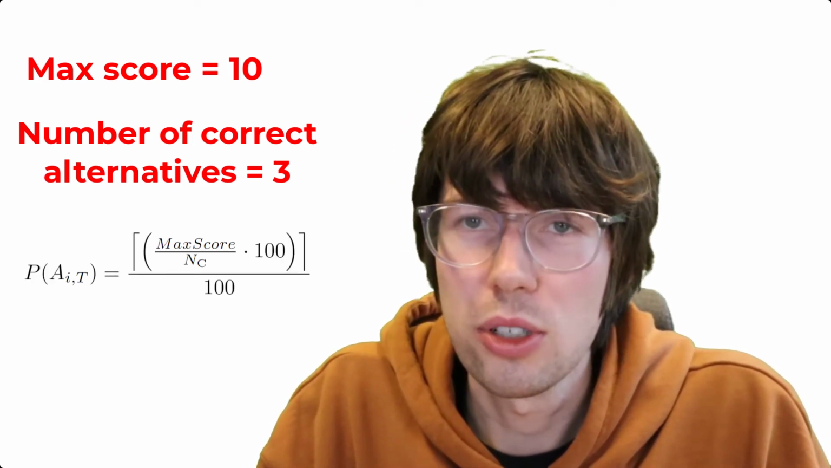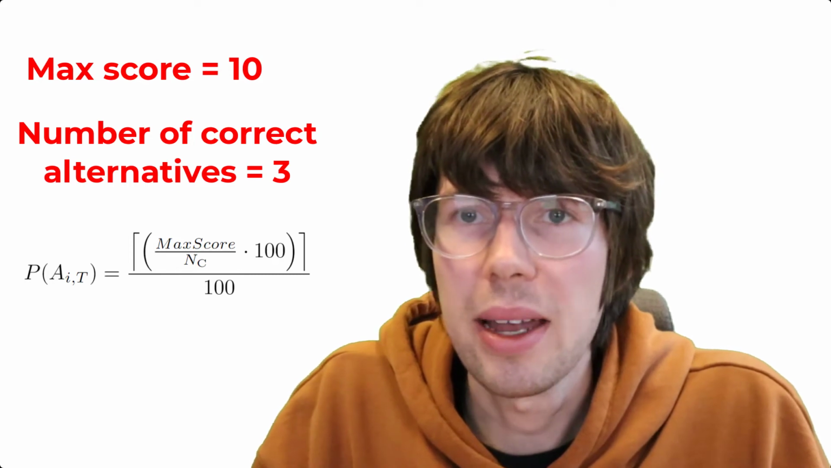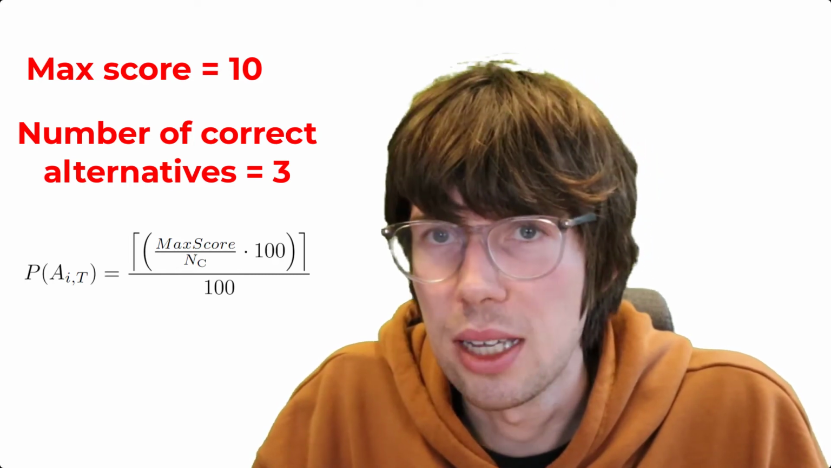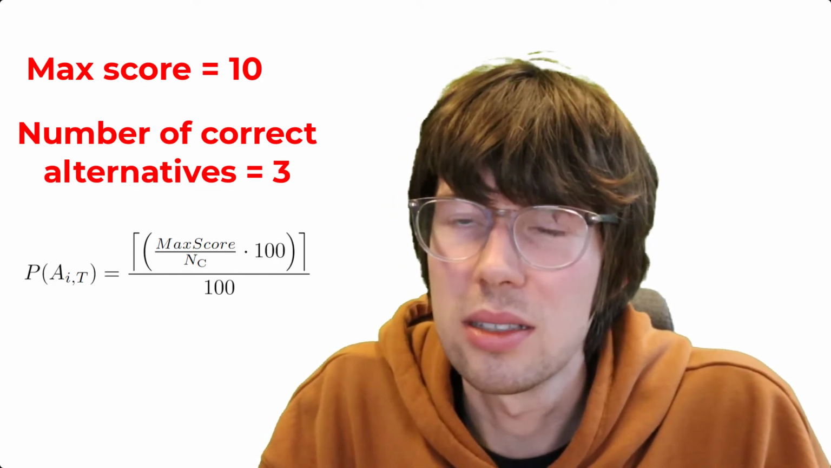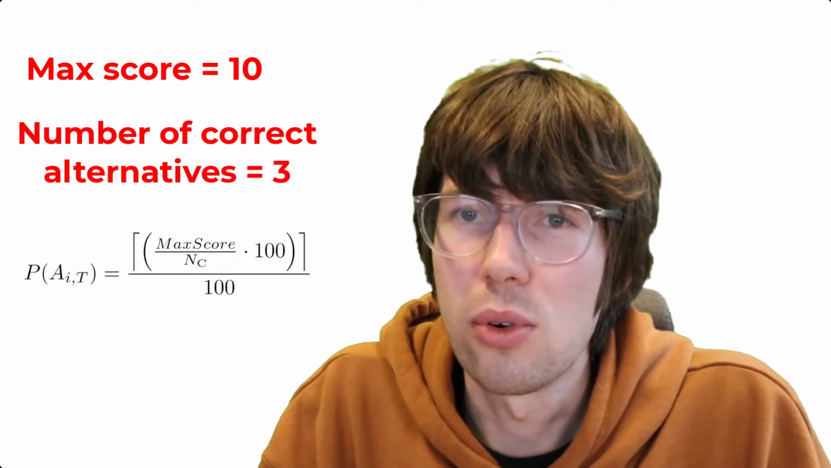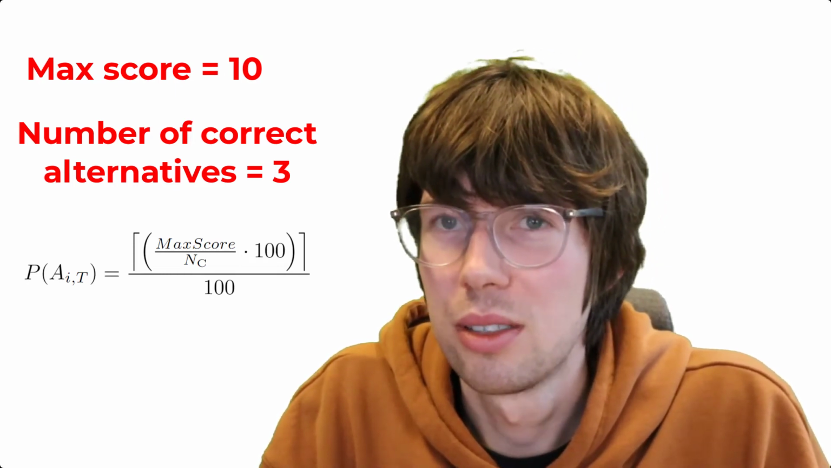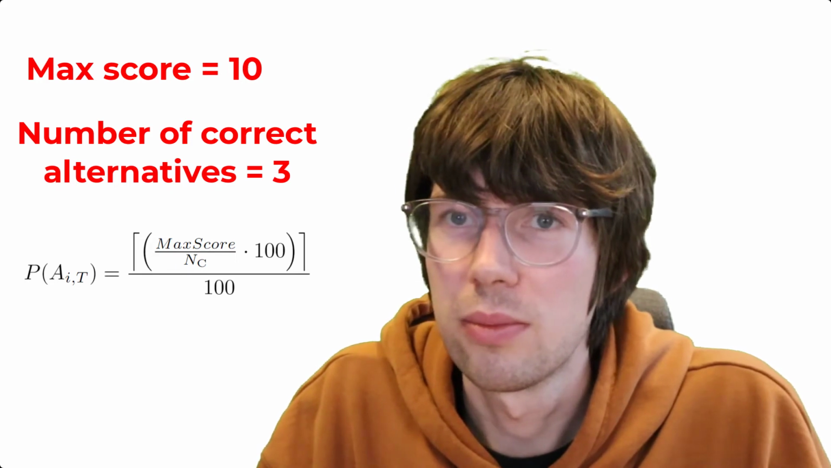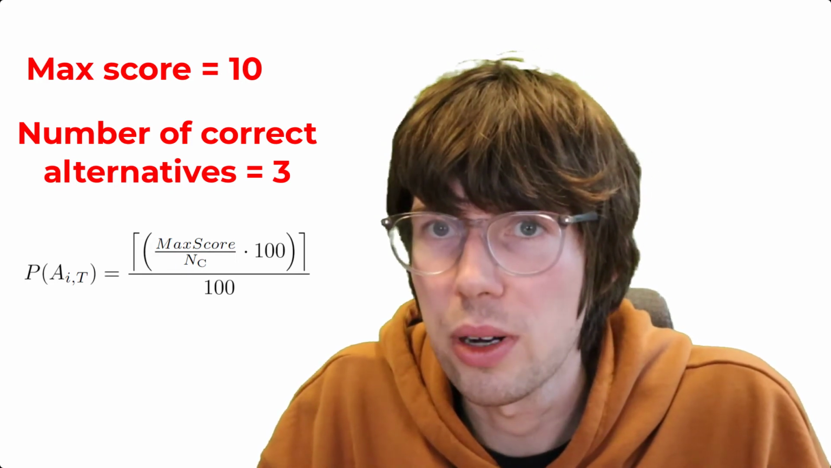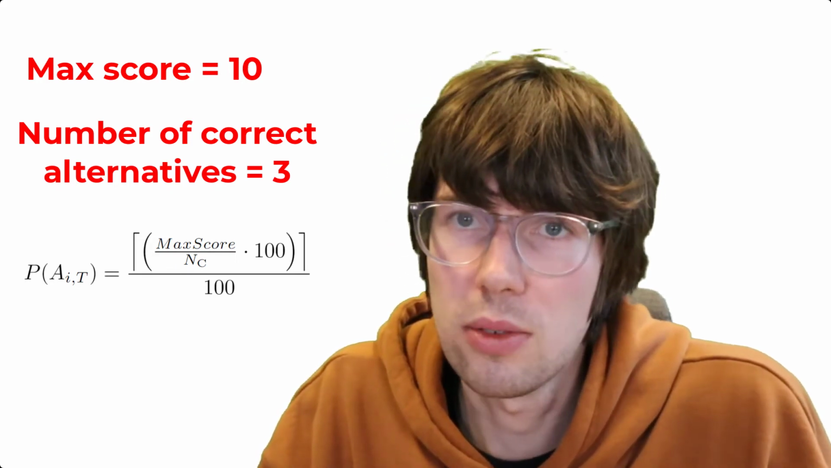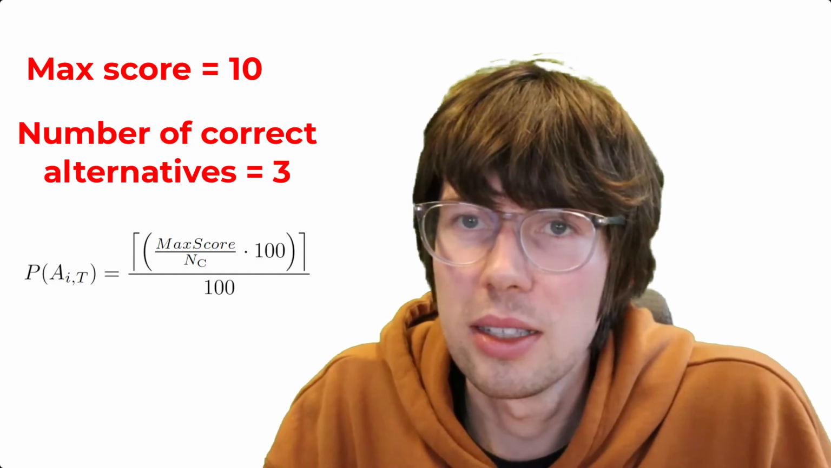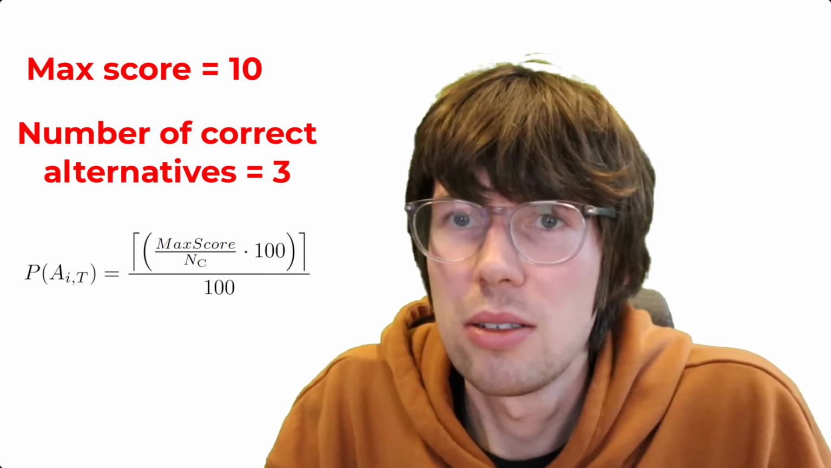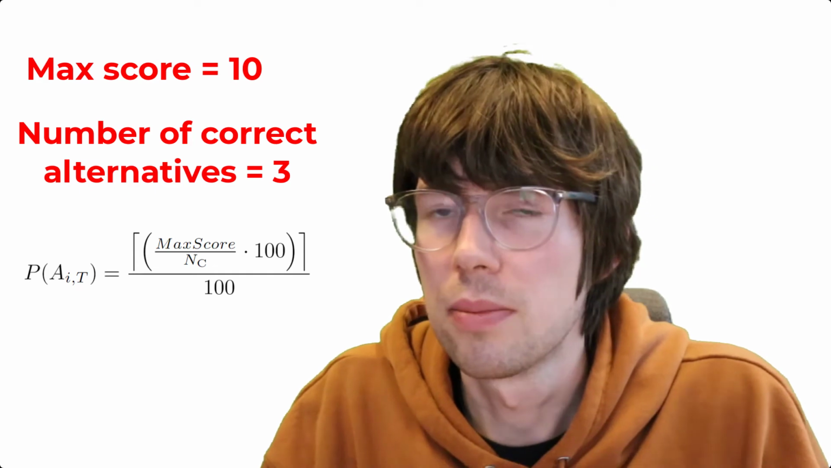I follow this approach. I take the max score for that question, in our example 10, and I divide it by the number of correct alternatives. Not the total number of alternatives, which would be 6 in this example, but the number of correct alternatives, which in this example is 3. So 10 divided by 3, that's 3.333333 ad infinitum.